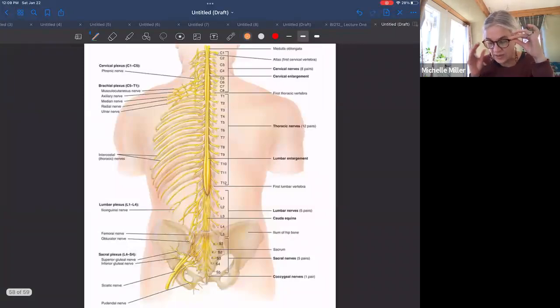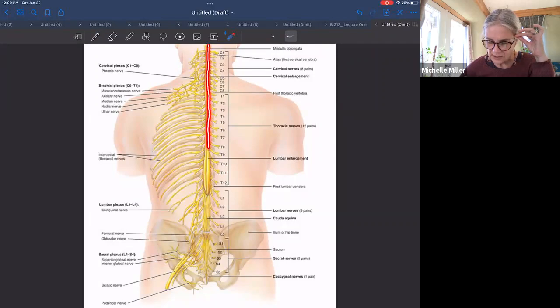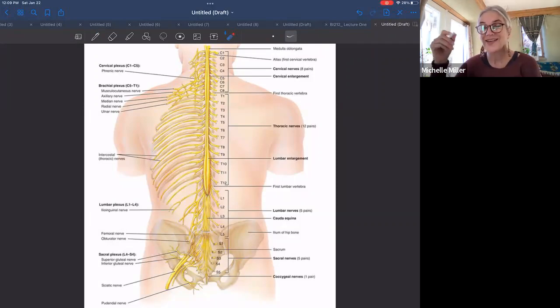In this diagram, we can see the spinal cord, extending down from the brain. We'll notice that there are some enlargements. There's a cervical enlargement, because there are more neurons coming out and serving the upper arm. And then we have the lumbar enlargement, where the cell bodies reside that serve the lower limbs. This is all protected because it runs through your vertebral column. So the vertebrae protect the spinal cord.